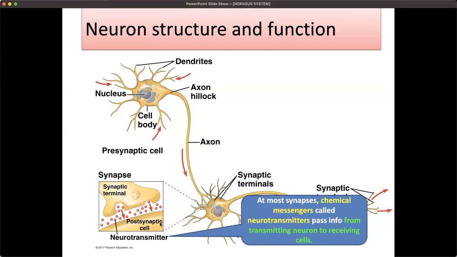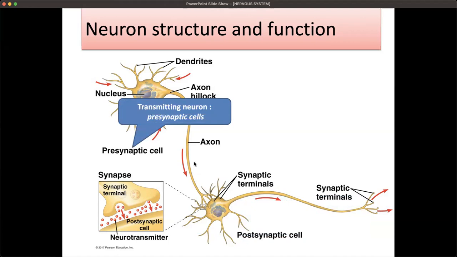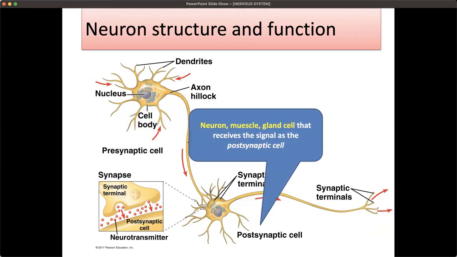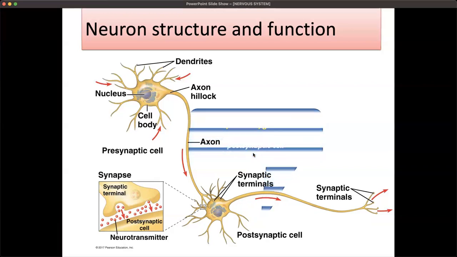And what is a neurotransmitter? At most synapses, chemical messengers called neurotransmitters are going to pass the chemicals, the substances, from the transmitting neuron to the receiving cell. This is the receiving, this is the transmitting. The transmitting neuron we call a presynaptic cell. The one that is going to receive we call a postsynaptic cell. It can be another neuron, it can be a muscle. Once the muscle receives the signal, it is going to contract. Or it can be a gland cell, meaning when the gland has received a signal from the presynaptic cell, it is going to be triggered and release hormone. So there are three possibilities for receiving the signal as the postsynaptic cell.